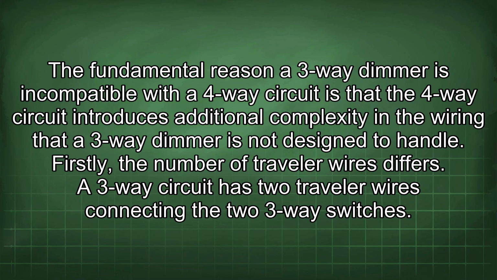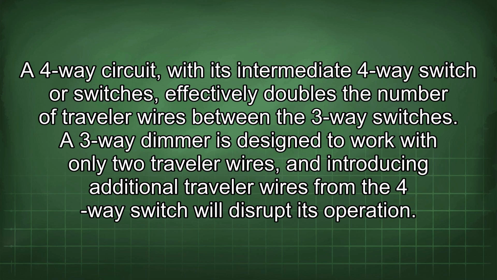The fundamental reason a three-way dimmer is incompatible with a four-way circuit is that the four-way circuit introduces additional complexity in the wiring that a three-way dimmer is not designed to handle. Firstly, the number of traveler wires differs. A three-way circuit has two traveler wires connecting the two three-way switches. A four-way circuit, with its intermediate four-way switch or switches, effectively doubles the number of traveler wires between the three-way switches. A three-way dimmer is designed to work with only two traveler wires, and introducing additional traveler wires from the four-way switch will disrupt its operation.